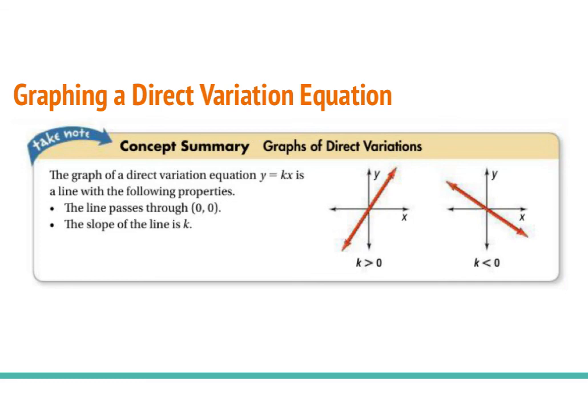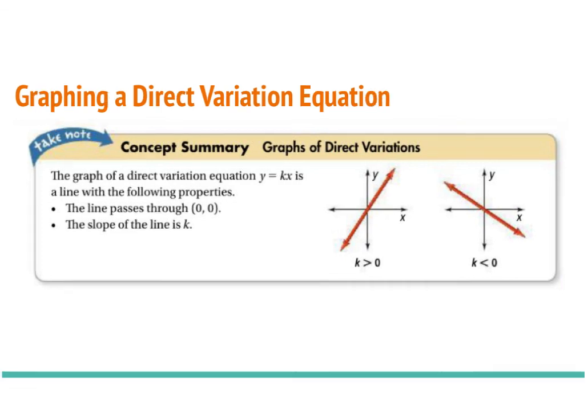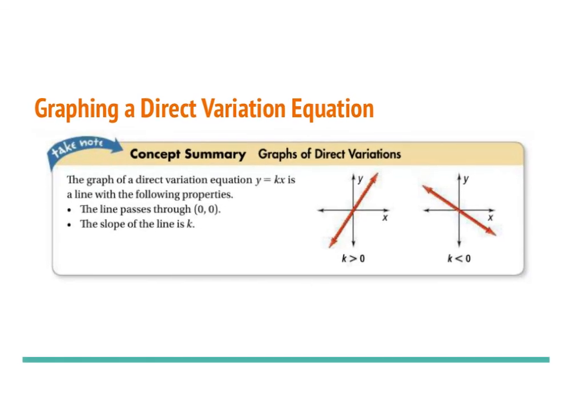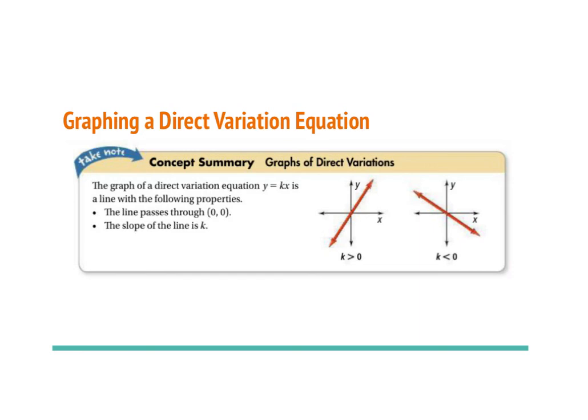The graph of a direct variation equation, y equals kx, is a line with the following properties. The line passes through 0, 0, and the slope of the line is k. So k is our slope, and it must pass through the origin. For direct variation, it's not going to be up here or down here. It's going to pass right through the middle of our graph, and k is just going to be our slope.